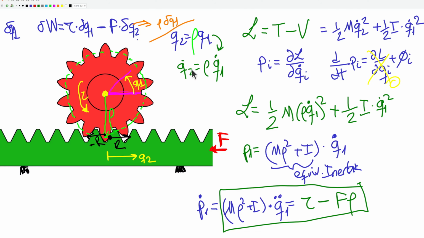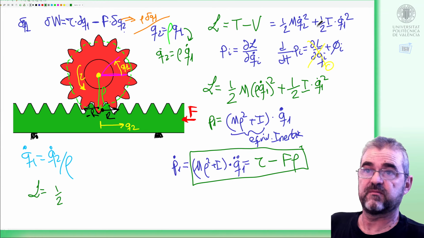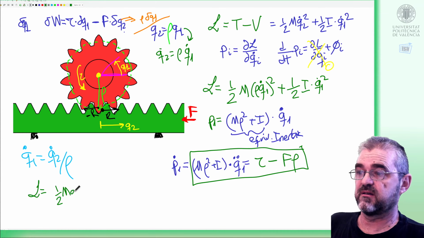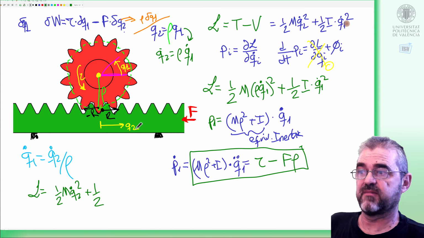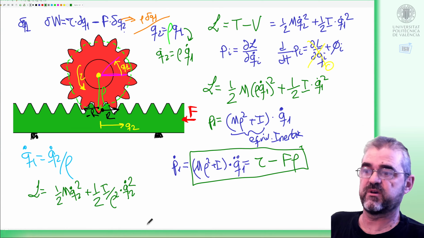However, instead of replacing Q2 as a function of Q1, I could have also used that Q1 is Q2 divided by rho, and so with the speeds, so I can get an alternate but equivalent form of the Lagrangian, letting Q2 unchanged and replacing this velocity by Q2 speed divided by rho, inertia divided by rho squared times Q2 dot velocity squared.